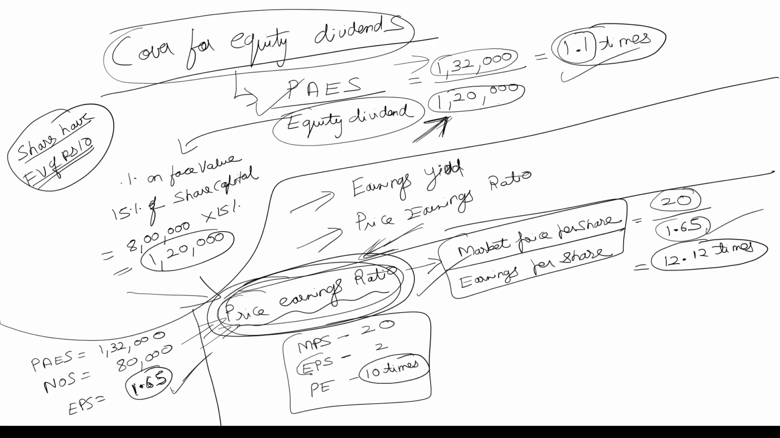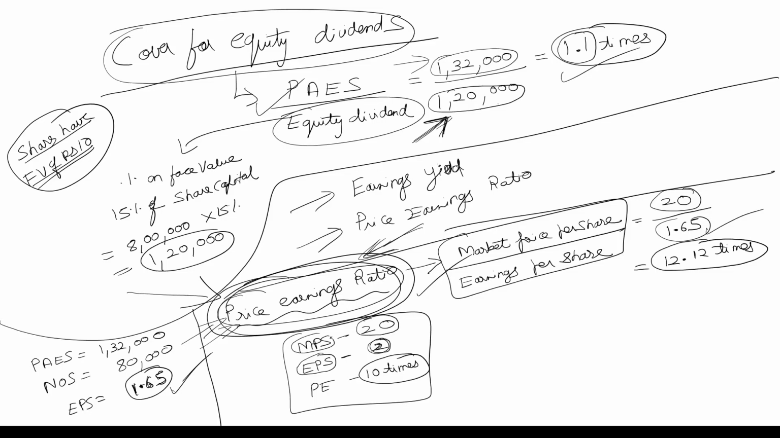What do I mean by earnings per share? For every one share, what has the company earned? This is what I mean by earnings per share. Let's assume we are talking just about one share here. For one share, this company has earned 2 rupees, and for a share which has earnings of 2 rupees, the price that the market is willing to attribute is 20 rupees.